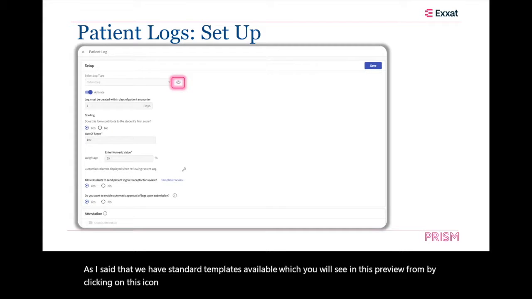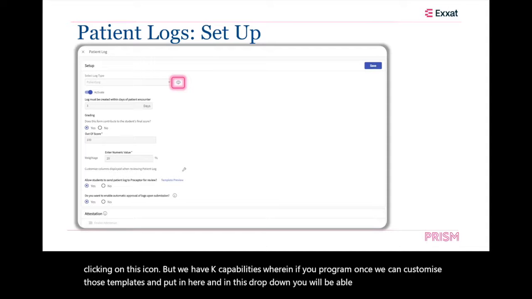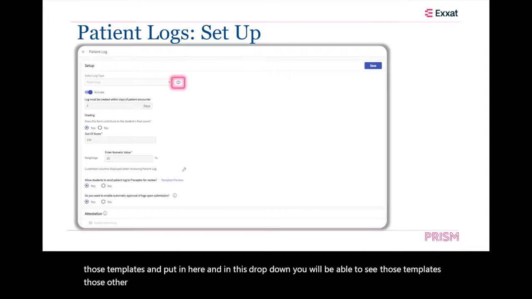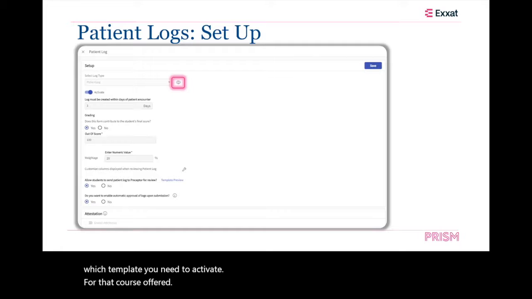But we have capabilities wherein if your program wants, we can customize those templates and put them in here. And in this dropdown, you will be able to see those other templates, the standard ones and the customized ones. So you have to choose which template you need to activate for that course offering. Then once you've previewed, you need to click on activate. This is a toggle option. You need to toggle this on and click on activate.